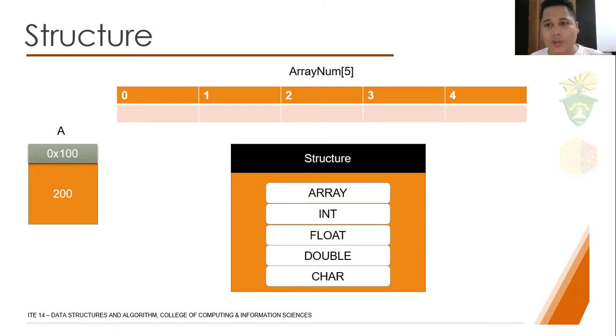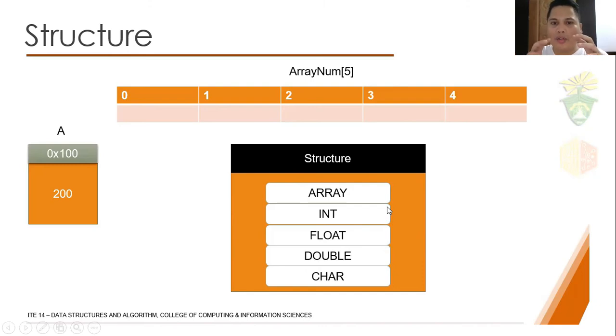Meaning we can put in an integer value, a float value, a double value, a character value or a character array value, or an array. We can even put a structure inside a structure. That's the nice thing about a data structure. Aside from addressing the limitation of our array, that it can hold multiple values at the same time with different data types, it is also easier, meaning it is a more realistic approach in terms of programming.